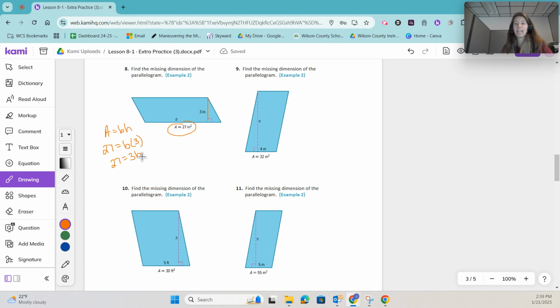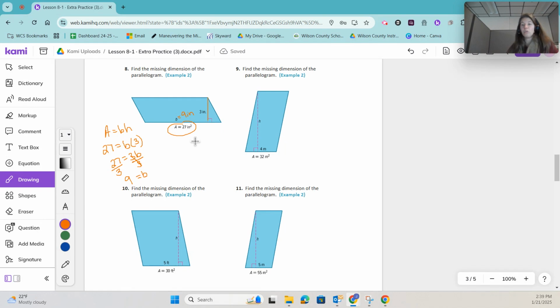Now I'm just solving a one-step equation. Remember, in order to solve equations, I have to keep both sides balanced. So whatever I do to one side, I have to do to the other. In this case, I need to get b by itself. So I am going to divide by 3. 3 divided by 3 is 1, so that leaves 1b. Then 27 divided by 3 is 9. So b is 9. So my base is going to be 9 inches.